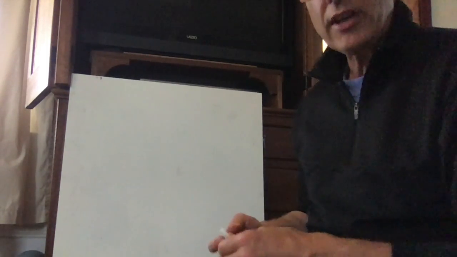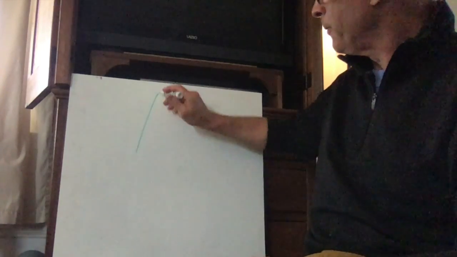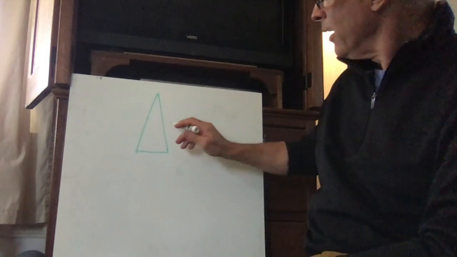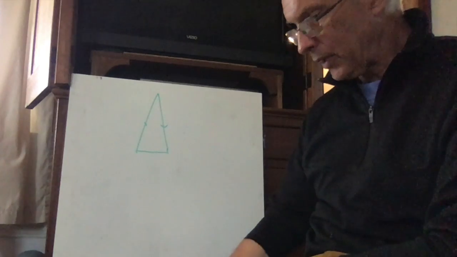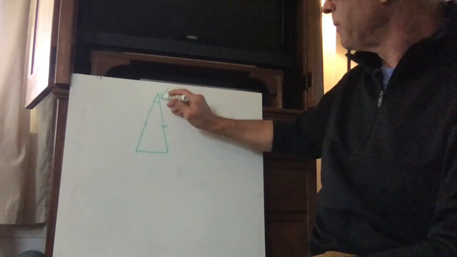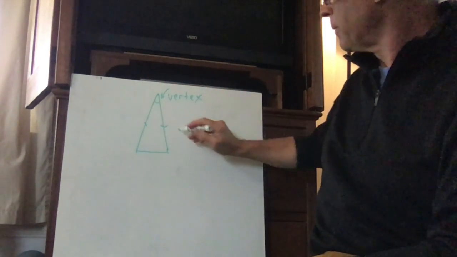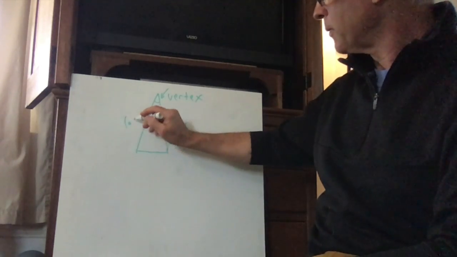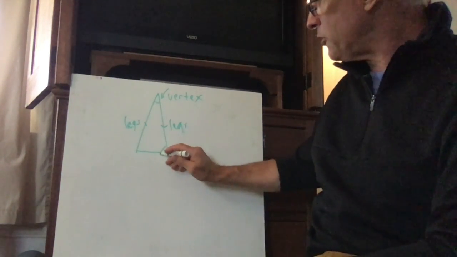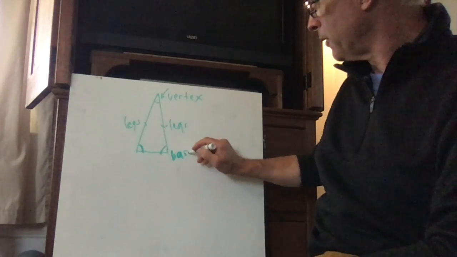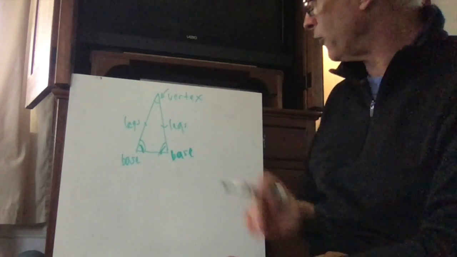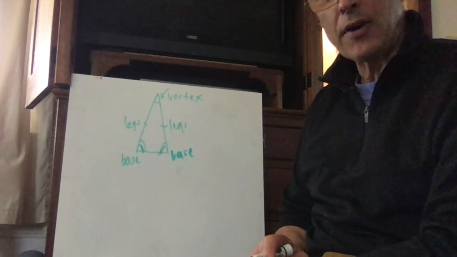It's on isosceles and equilateral triangles. Okay, so let's look at each one. Isosceles triangles, you know, are triangles that have two sides that are the same. We call these two sides legs. We call this angle here the vertex angle. Can you see that? And we call these two angles the base angles. They're different than that one. So there's a little vocabulary for you.